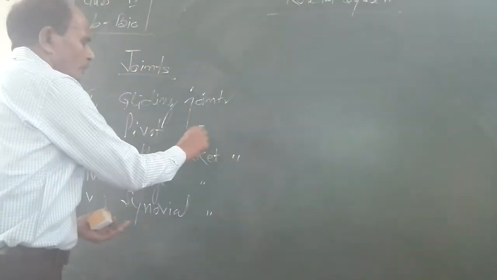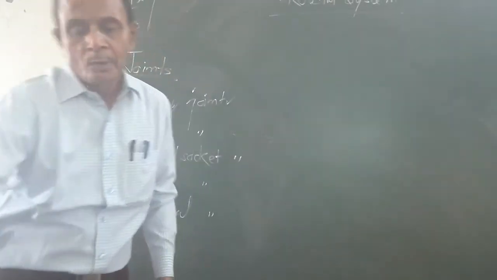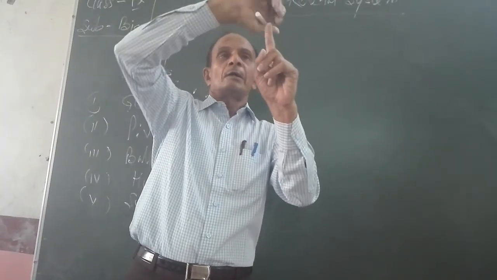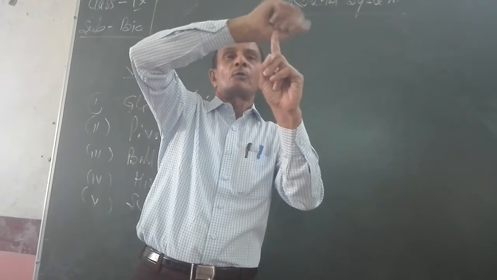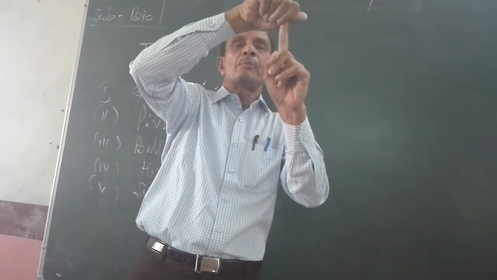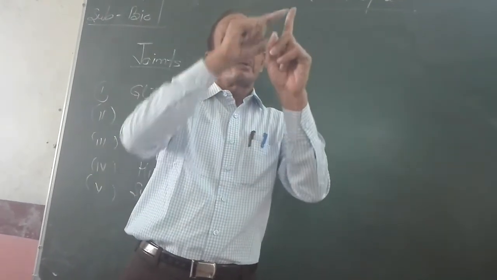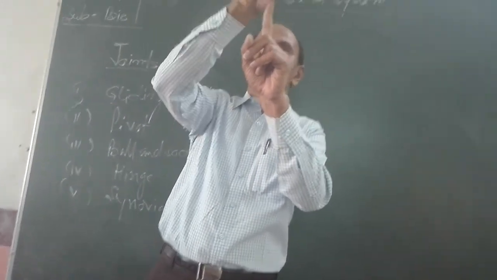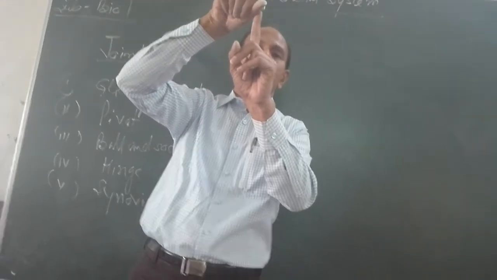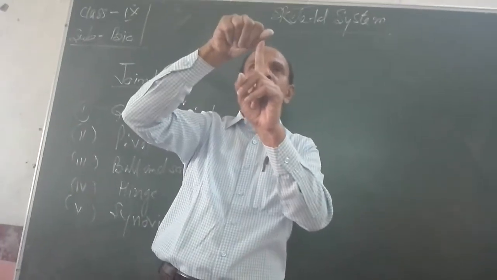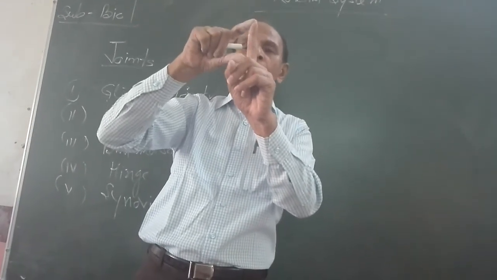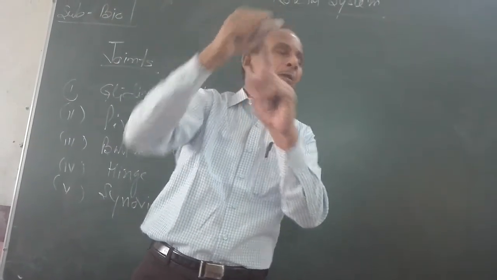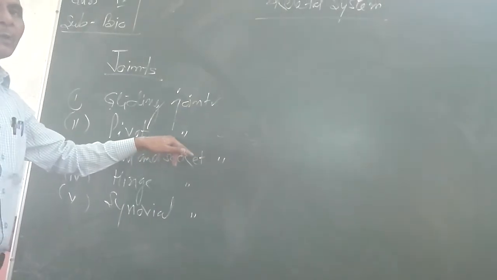Now, second is a pivot joint. In case of pivot joint, one bone acts just like an axis, and the other joint bone can rotate on it. For example, this one is your backbone, and on this backbone your skull can rotate up to a certain degree. So, this type of joint in which one bone acts just like an axis and the second bone can rotate on it is known as pivot joint.